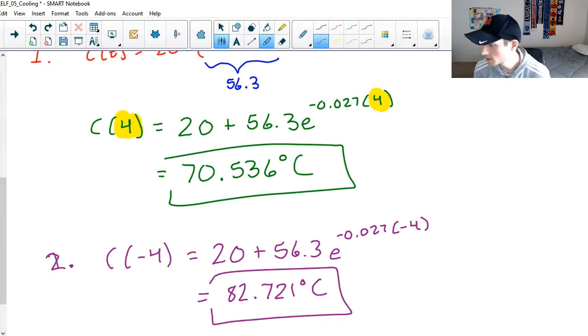So remember the difference between asking about something, a temperature or an amount in the future versus a temperature or amount in the past. We might need to use a negative to represent whatever our value for the time is. Right, we're talking about going backwards 4 minutes ago.